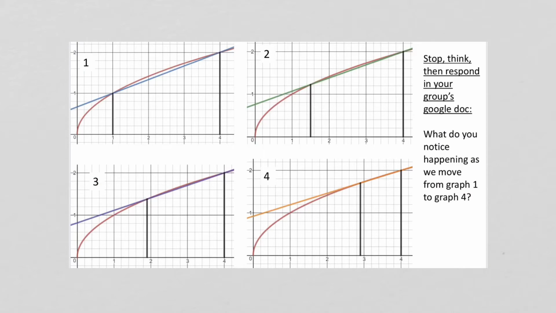So you're going to look at this picture now. This is the function square root x. We have a point at, we can say this is x equals 1 and x equals 4. So I want to see what you notice as we go from picture 1 to 2 to 3 to 4. All right, there's some questions on your Google Doc for your group. You can stop this and respond. What do you notice happening as we move from graph 1 to graph 2 to graph 3 to graph 4? You should pause this video now and respond to that question. And then, or maybe you can see if your group has already responded, see if you have something to add, and then you can unpause and then continue.